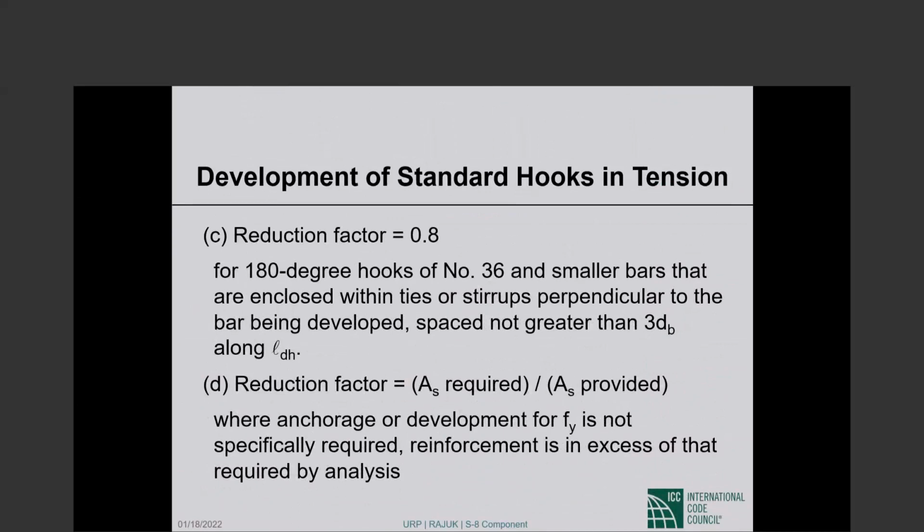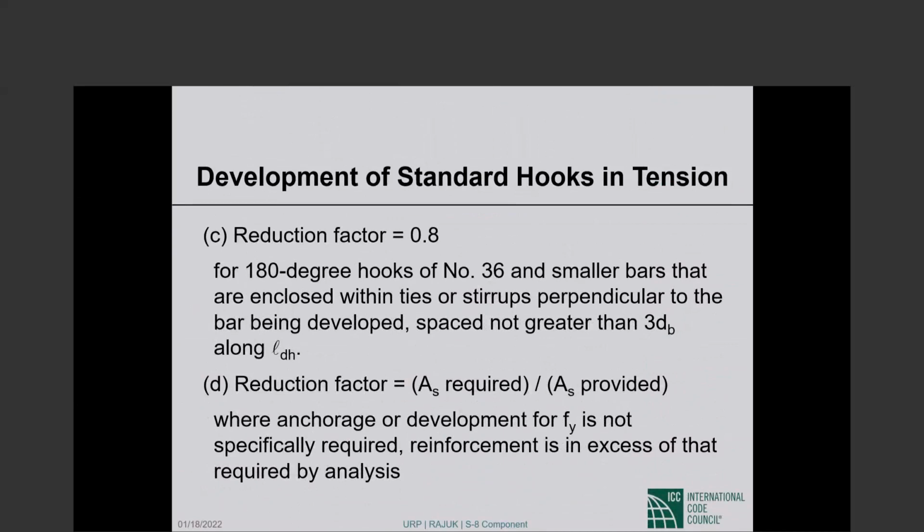Also a reduction factor of 0.8 for 180-degree hooks of number 36 and smaller bars that are enclosed within ties or stirrups perpendicular to the bars being developed, spaced not greater than 3 bar diameters. That is understandable upon reading.